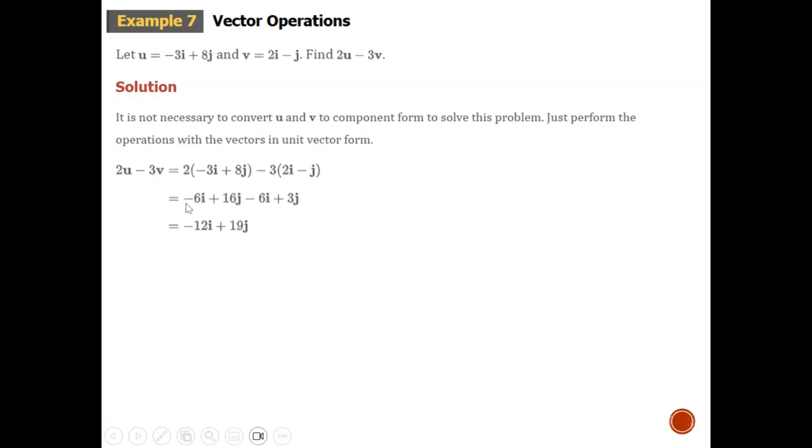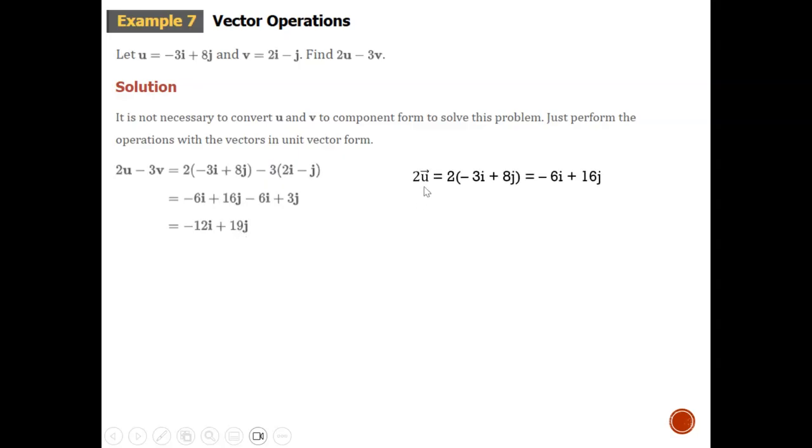So here we're going to combine like terms. We're going to add the i's and the j's. So negative 6i. I think there's a mistake here. Let me see here. Negative 6i minus 6i will give us negative 12i. And 16j plus 3j will give us the 19j.